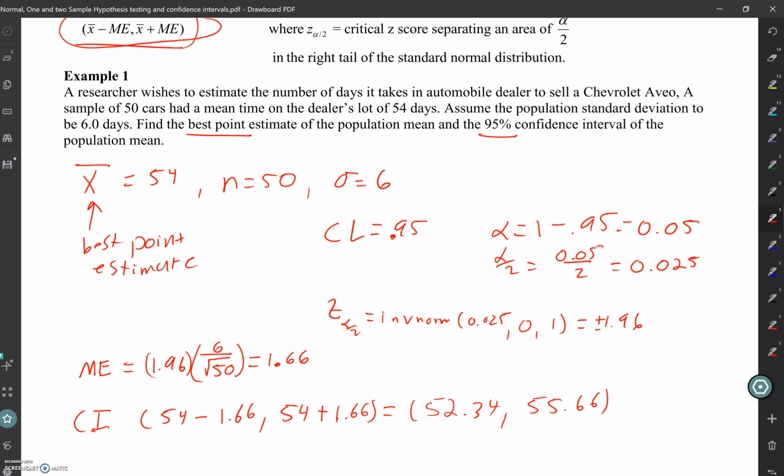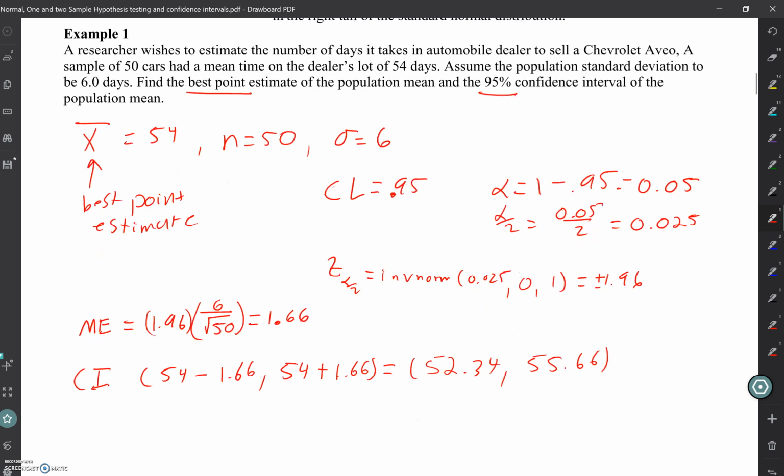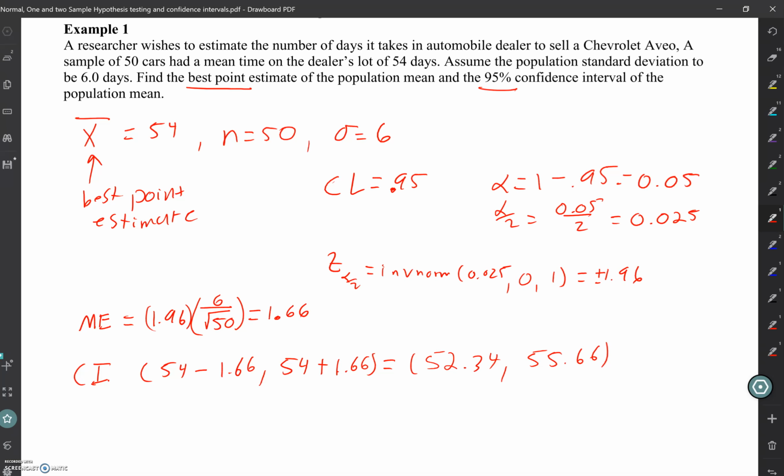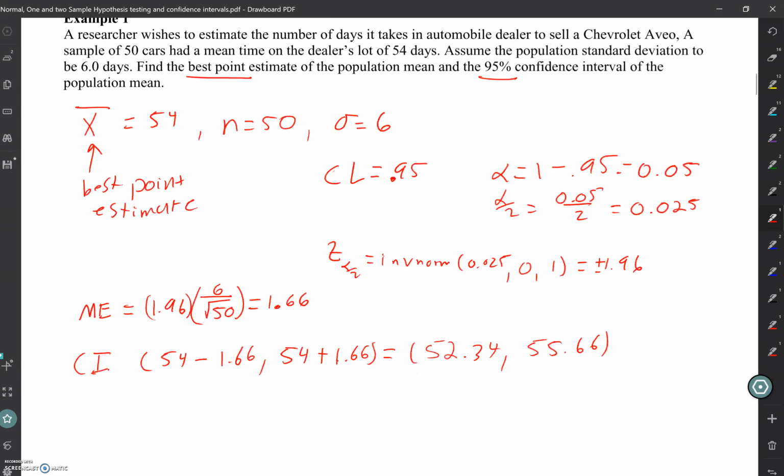Now I've built this interval of numbers. What is this interval of numbers supposed to contain? The population mean, right? The mean of the population. So we used our sample to try to contain our population mean. How confident are we that we contained it? 95% confident that we contained what's going on in the population. Now, that also means we're 5% unconfident that we didn't contain it, but we're at least 95% confident that it is in there.